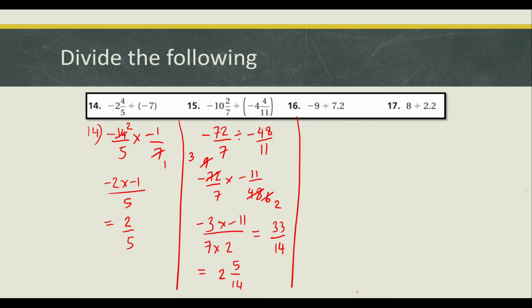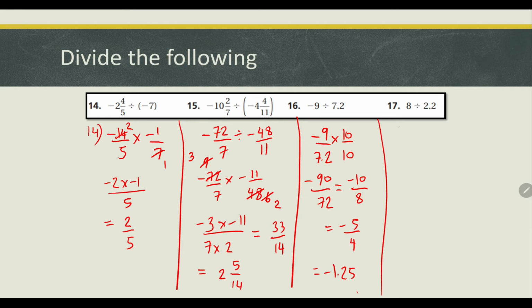Again, in this one, what do we have? We have negative 9 over 7.2. That's one decimal place in the denominator, so we multiply with 10 over 10. So we get negative 90 over 72. Now both can divide by 9, which is negative 10 over 8, which is equal to negative 5 over 4, and our answer will be negative 1.25.